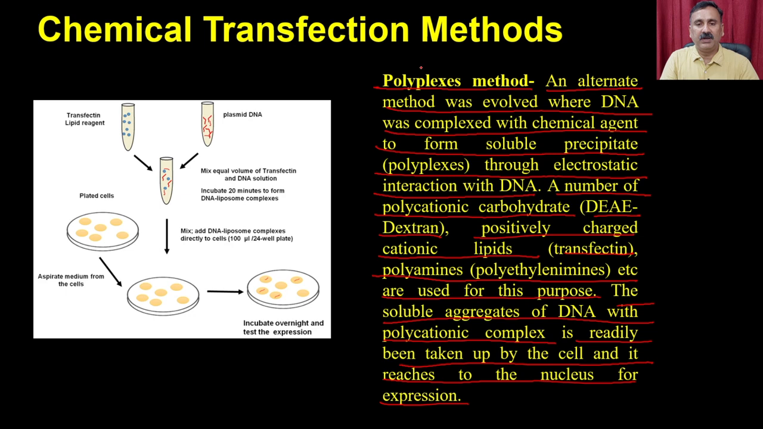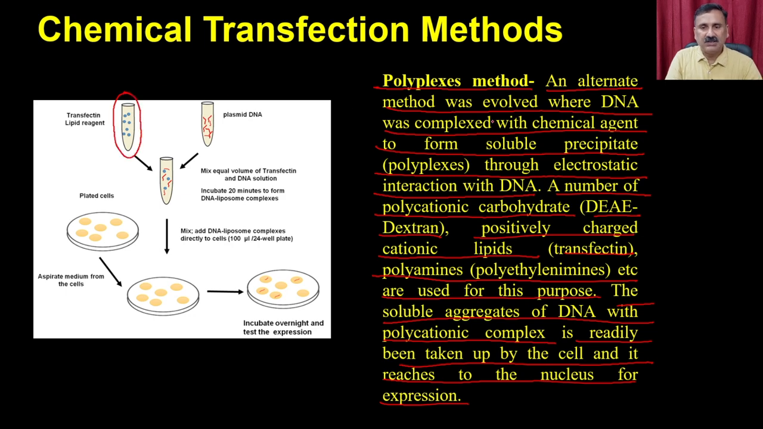So what you are going to do in a polyplex method, instead of using calcium phosphate, you are going to use a material which is going to make a soluble precipitate with the DNA, and in this category you can use DEAE dextran or positively charged lipids, or you can use polyamines. All of these are actually going to make a complex with DNA. These complexes are going to be soluble in nature, and that's how they are going to be taken up by the cell.